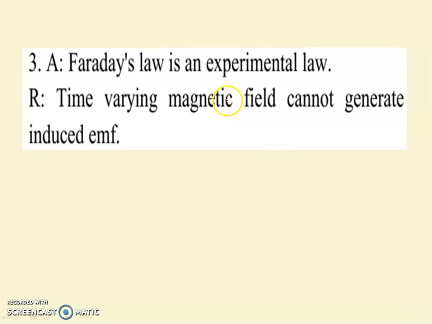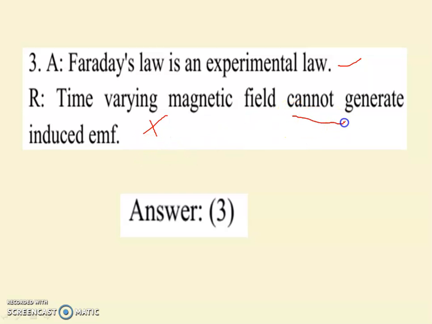Now, Faraday's law is an experimental law. This is the reasoning. The assertion: a time varying magnetic flux cannot generate induced EMF. Now you can see that the statement is not correct, since time varying magnetic fields also generate induced EMF. Here it says 'cannot generate', right? So the assertion is wrong, but the reasoning is correct. So option C or 3 is correct. Now question 3.